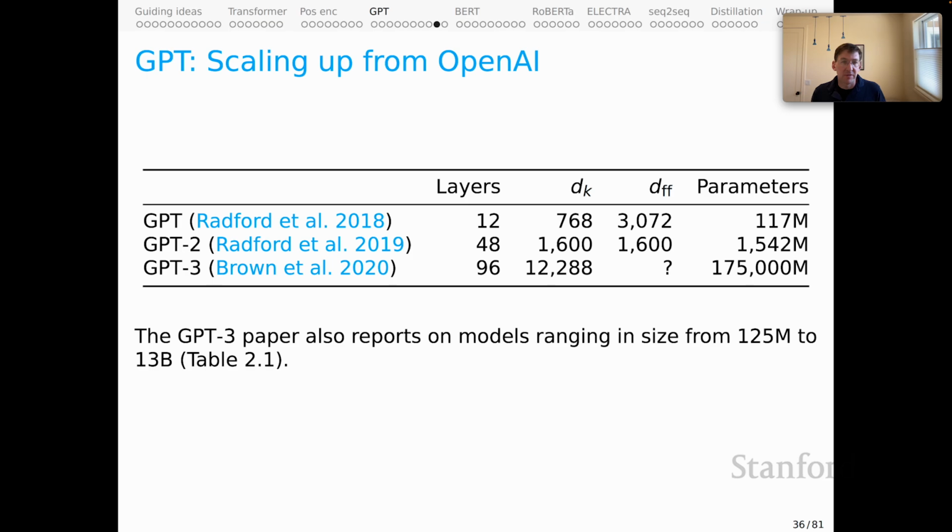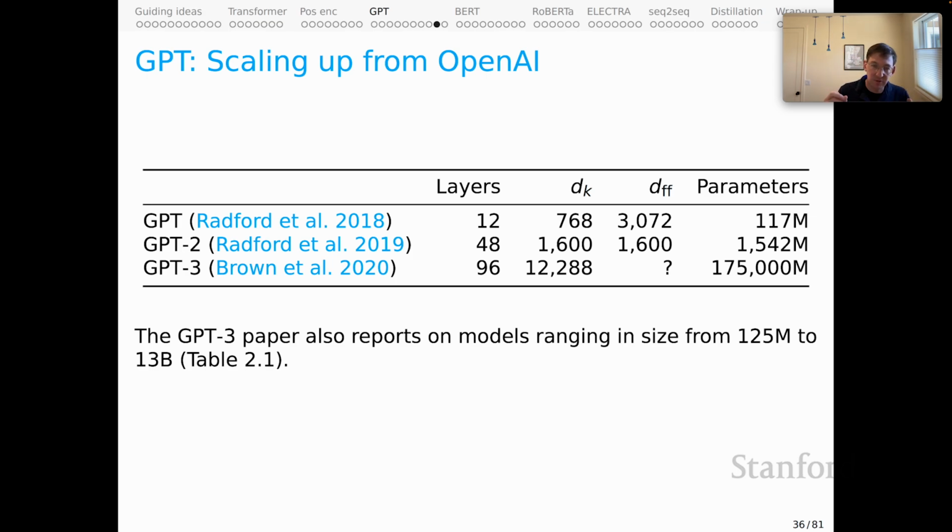To round this out, I thought I'd show you some GPTs that have been released, along with some information about how they're structured, to the extent that we know how they're structured. So the first GPT had 12 layers, a model dimensionality of 768, and a feed-forward dimensionality of 3072. That's the one point in the model where you can expand out before collapsing back down inside the feed-forward layers. And that gave rise to a model that had 117 million parameters.